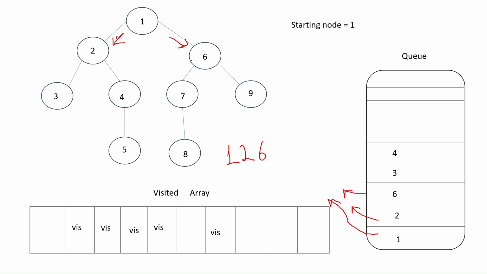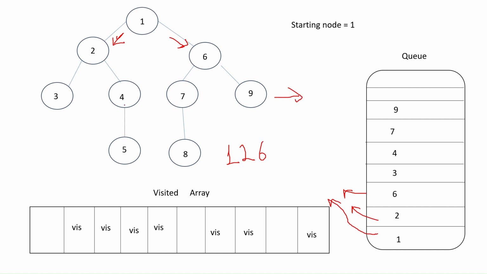Once this 6 is taken out, we are going to check who are the adjacent of 6. So if you see, 7 and 9 are the adjacent of 6, so we are going to put both of them into the queue. So 7 will be put into the queue and marked visited, then 9 will be put into the queue and marked visited. Once both of them are marked visited, we can say that all the nodes of the level 2 are visited.